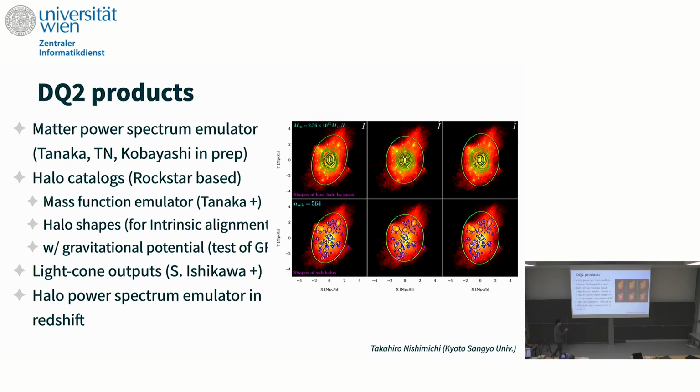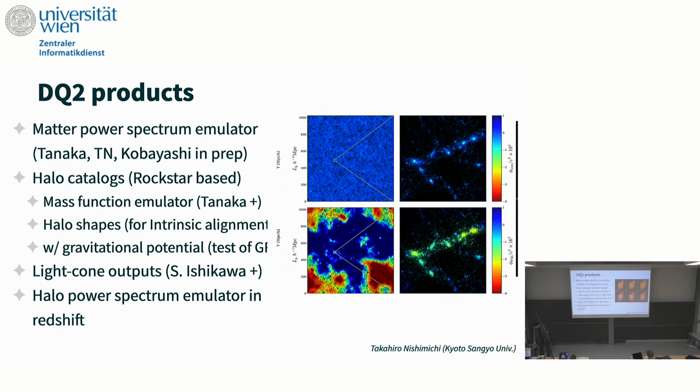Okay, just a brief sketch of what's going on. Another thing is that this is based on the Rockstar MPI version, but we record all the shapes of dark matter halos and subhalos, as well as their hierarchy, and at different radii. So as a function of radius, we have shape. This is for intrinsic alignment.